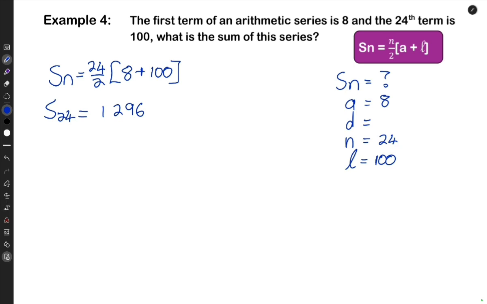I hope it made sense. In the next video, we will look at the geometric Sn formula and how to apply that to questions.